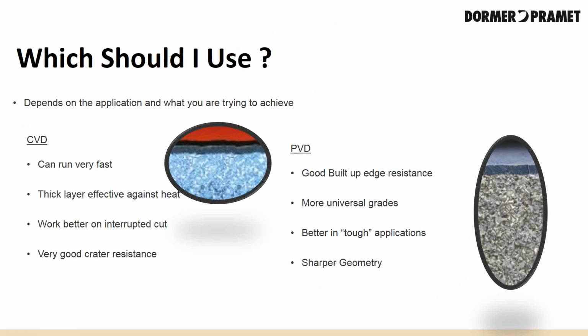When looking at grades, we need to ask ourselves, what operation am I running and what outcome do I need to have? Because we have a choice of which coating to use, a CVD or PVD. As you can see, a CVD can run very fast. It's a thicker layer, effective against heat, works better with interrupted cuts, and very good crater resistance. But on the other hand, the PVD has a good built-up edge resistance. It's a more universal grade, better in tough applications, and it has a sharper geometry.